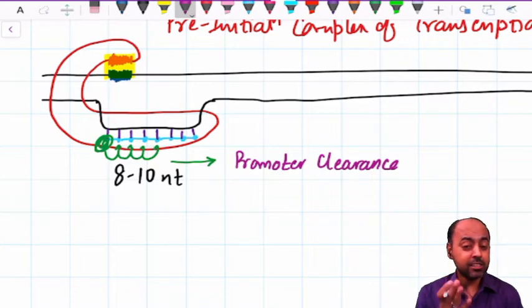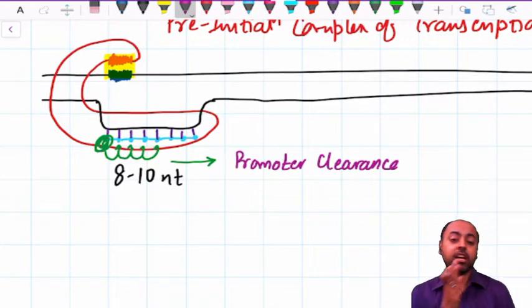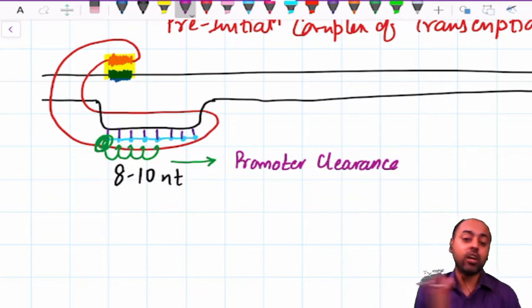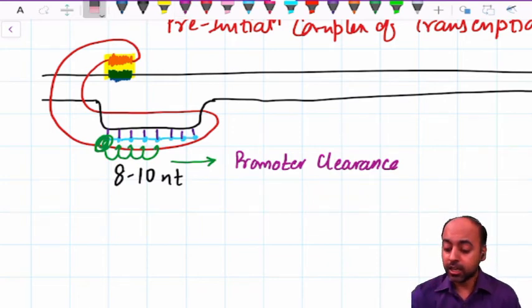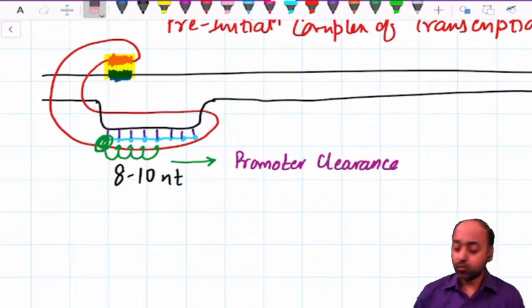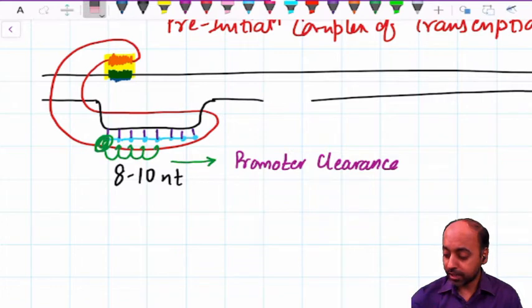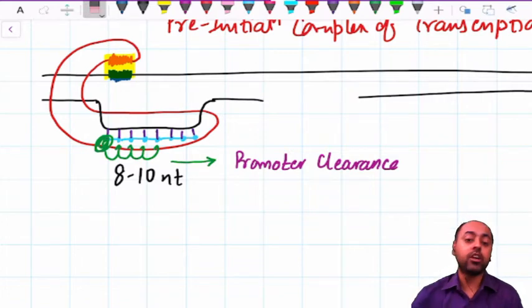So promoter clearance is the last step of initiation when the RNA polymerase will start moving forward along the DNA. So what will happen? It will move forward. Let's say after some time you will find what is happening. Now we are entering the domain of elongation.